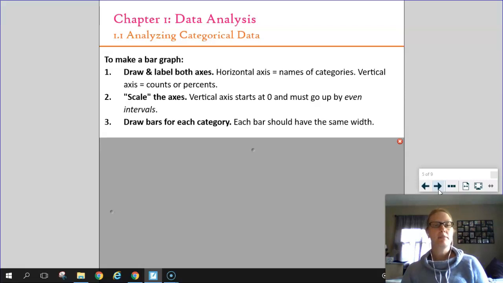The second step is it's important to scale both axes. The vertical axis needs to start at 0 and must go up by even intervals. So for example, if I'm going to go up by tens, I need to do that consistently the entire time, 0, 10, 20, 30, 40, etc. I cannot change the scale in the middle of my graph. So for example, I cannot go 0, 10, then 30, then 40, then jump up to 70. Finally, when you go to draw the bars for each category, each bar should have the exact same width.